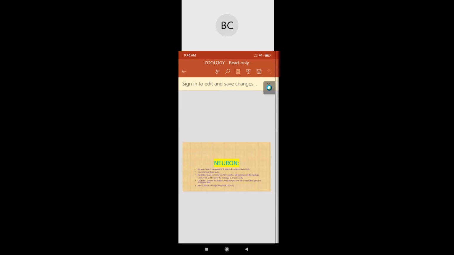Neuron. What is a neuron? A neuron is a tissue composed of two main cells: neurons and glial cells. Neurons have three parts. Dendrites receive information from another cell and transmit the message to the cell body. The cell body contains the nucleus, mitochondria, and other organelles typical of eukaryotic cells. The axon conducts messages away from the cell body.